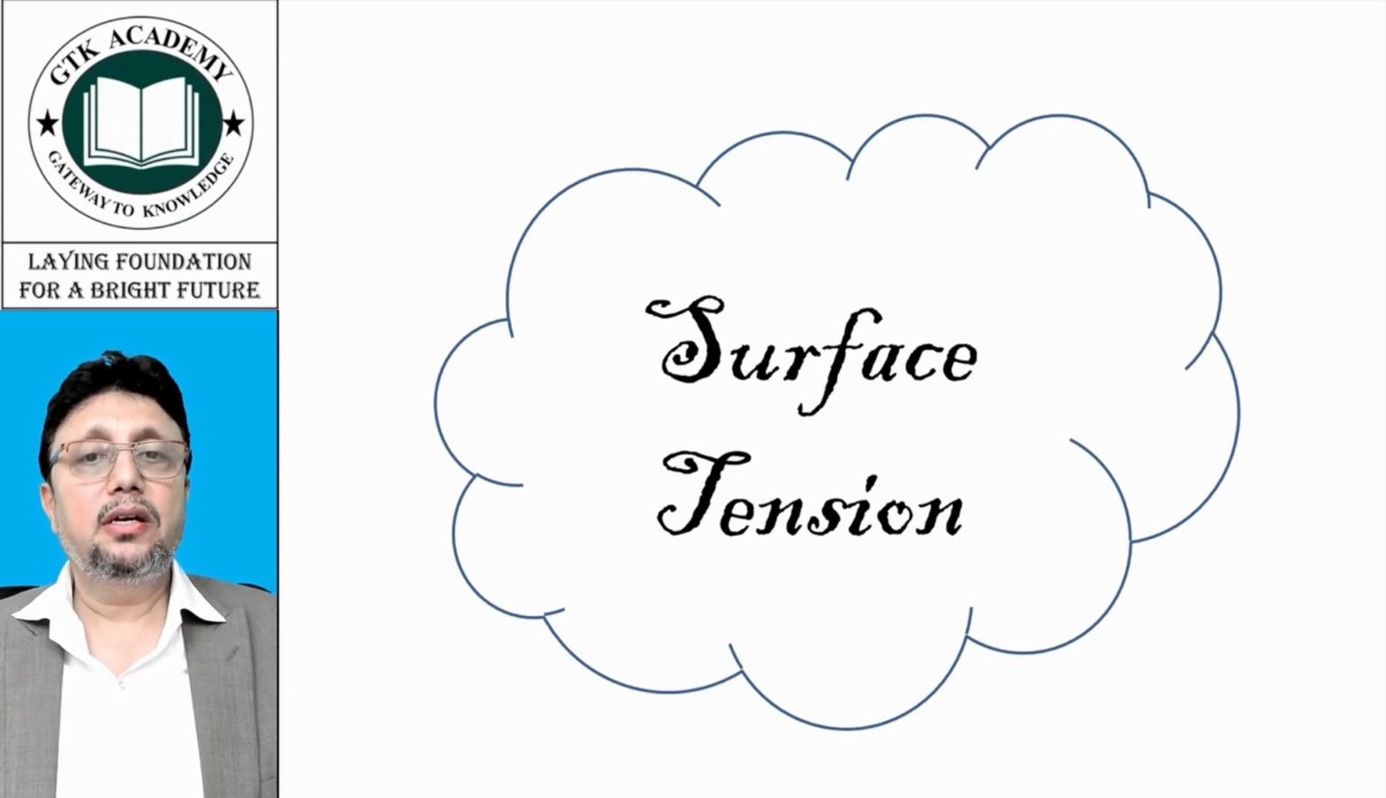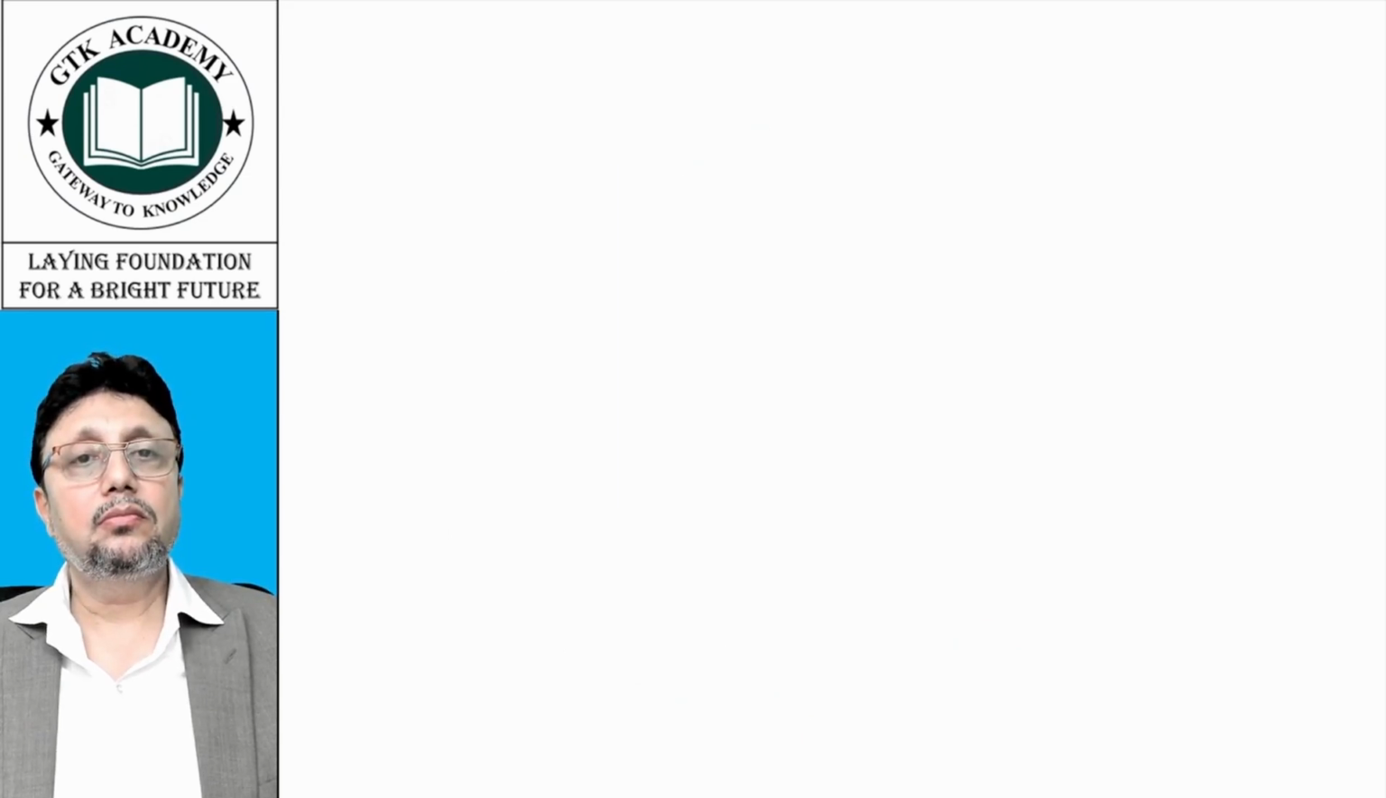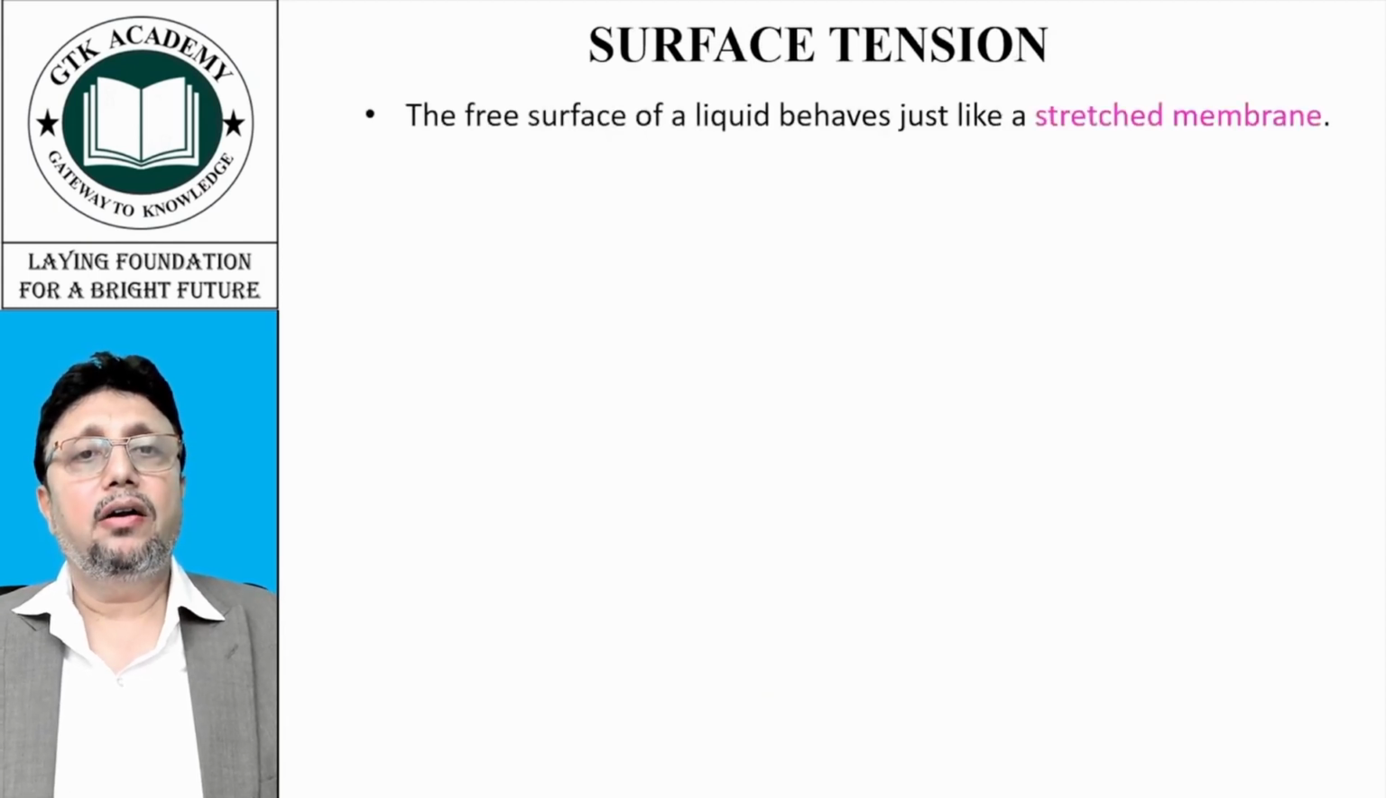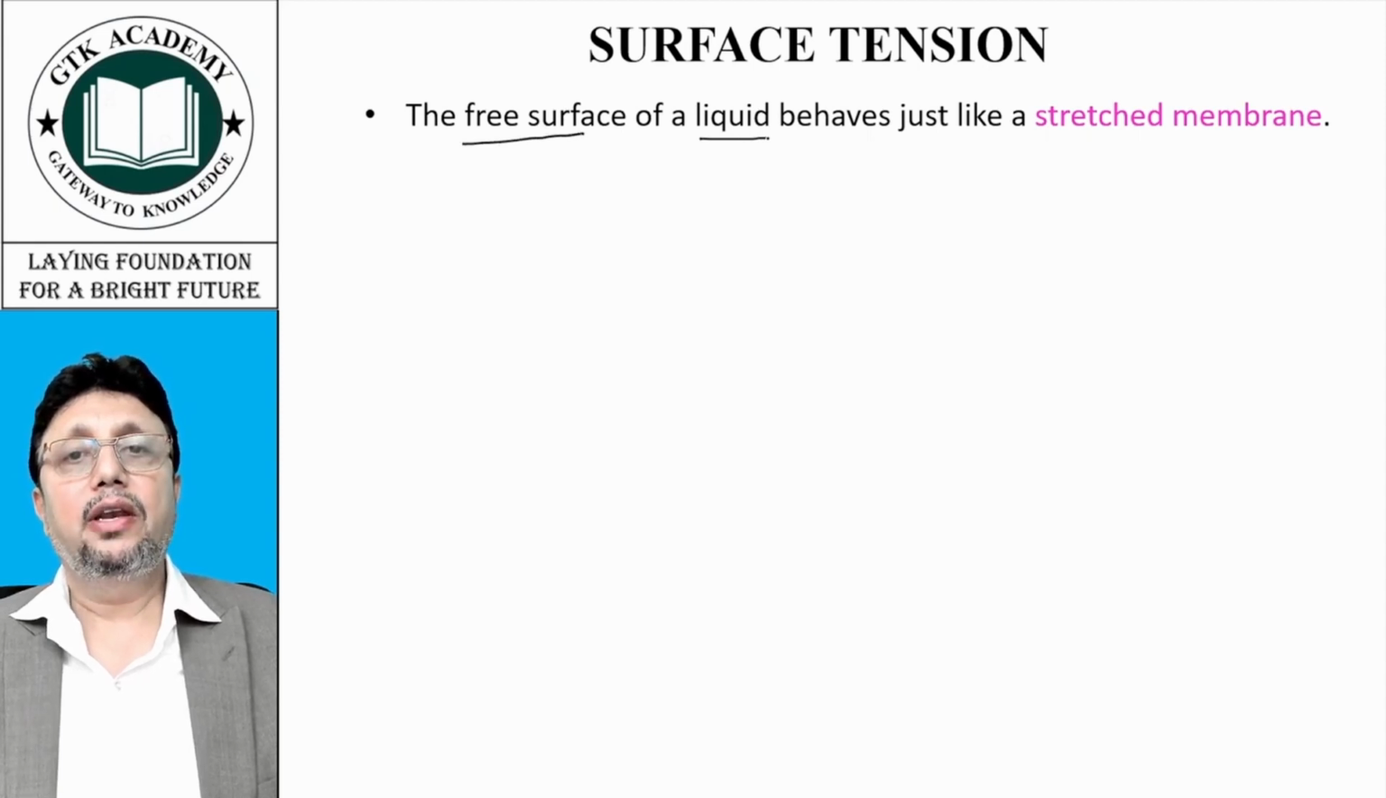Which surface is being talked about here? Everything has a surface: chair, table, cricket ball, ground, walls, your house. Every material object has a surface. So, which surface is being talked about here? We are referring to a free surface of a liquid.